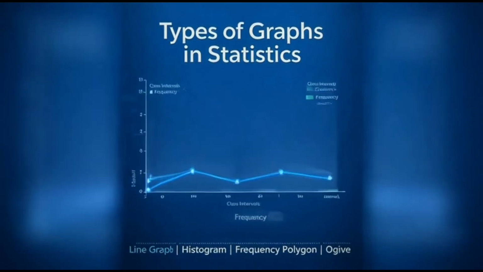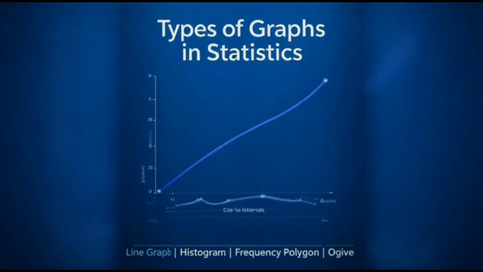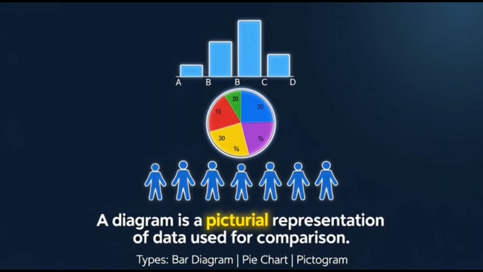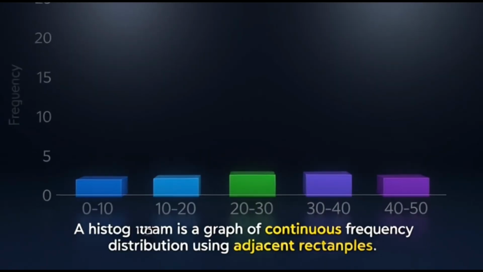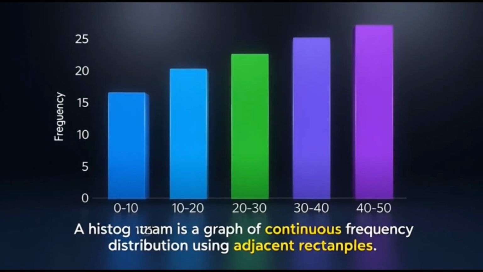Common types of graphs include line graph, histogram, frequency polygon, and ogive. A diagram is a pictorial representation of data used for comparison. A histogram is a graph of continuous frequency distribution using adjacent rectangles.